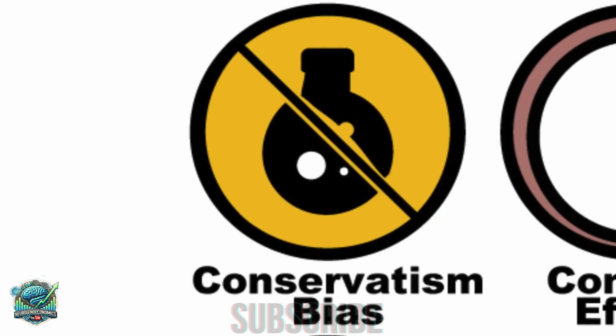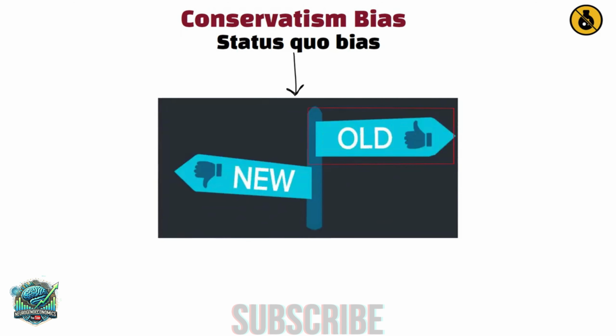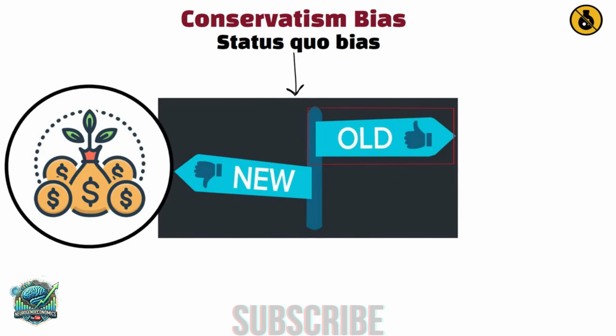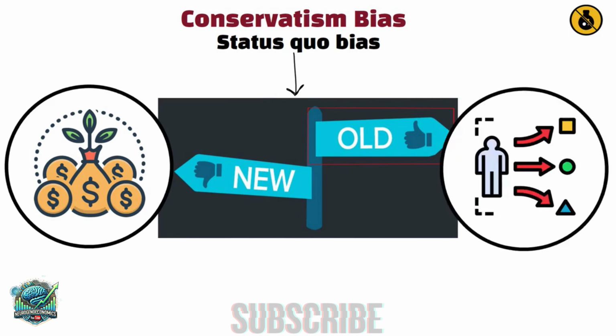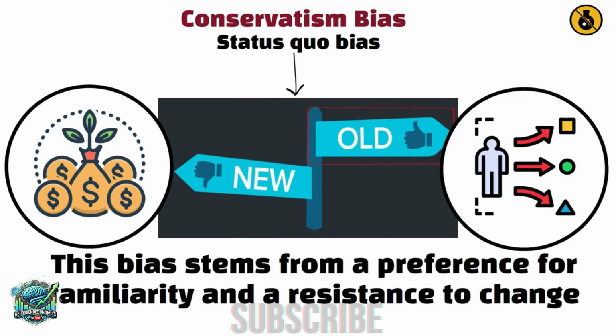Conservatism bias. Conservatism bias, also known as the status quo bias, is the tendency to prefer and maintain the current state of affairs, even in the face of potentially beneficial changes or alternatives. This bias stems from a preference for familiarity and a resistance to change.